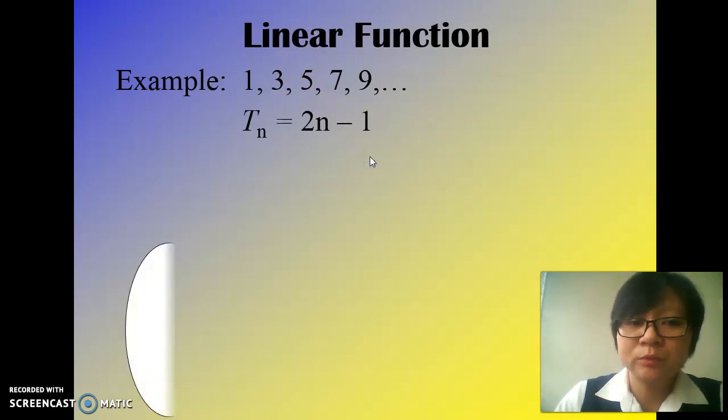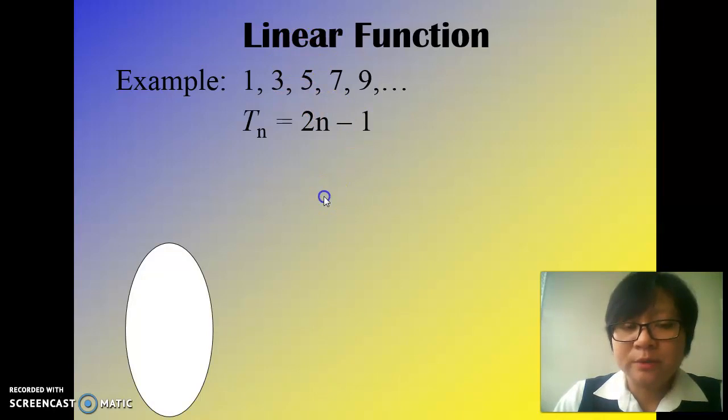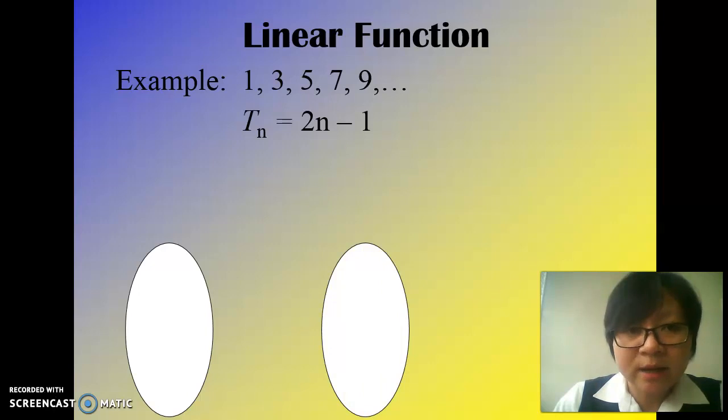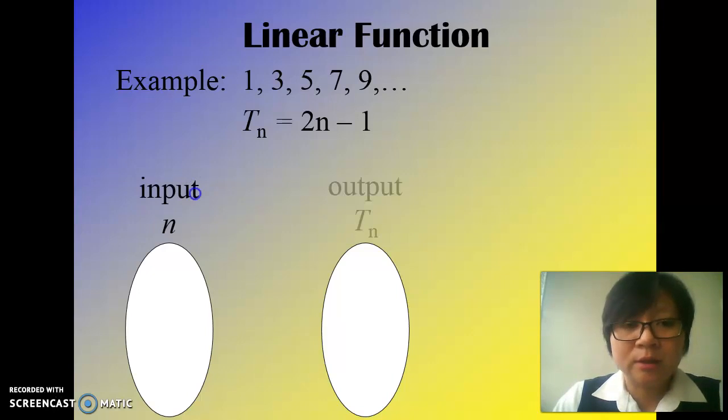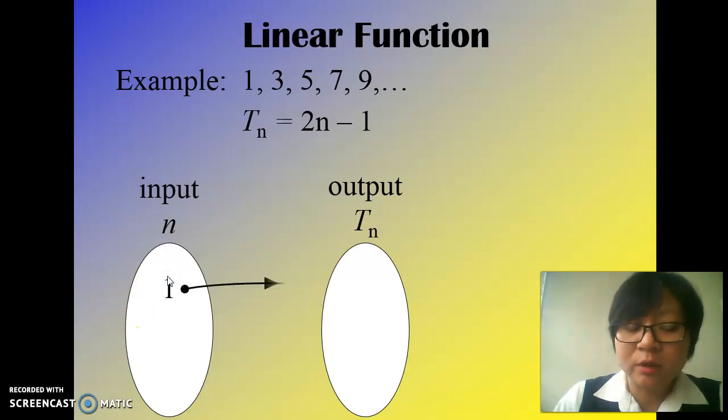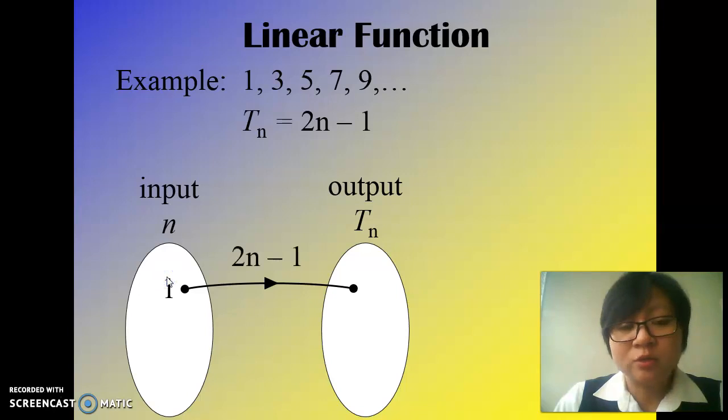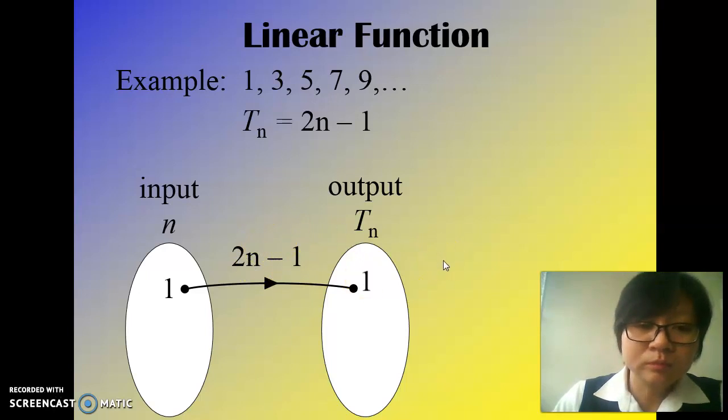So, draw an ellipse, and then an ellipse again. I'm using a mapping diagram here. The left side is the input, and the right side is the output, the nth term. And then start from the first position, from left to right, draw an arrow. Use the formula 2n minus 1, and then put the value of the n into the formula. You'll get the output, 2 times 1 minus 1 equals 1.